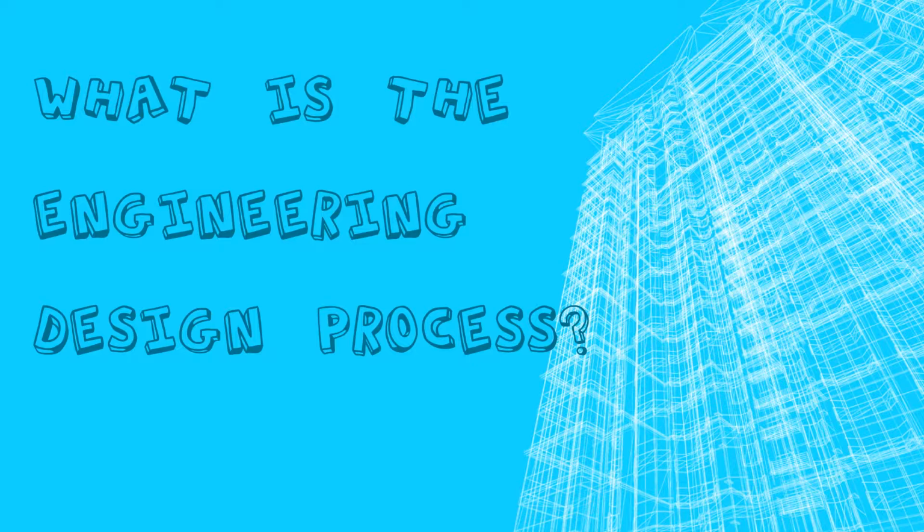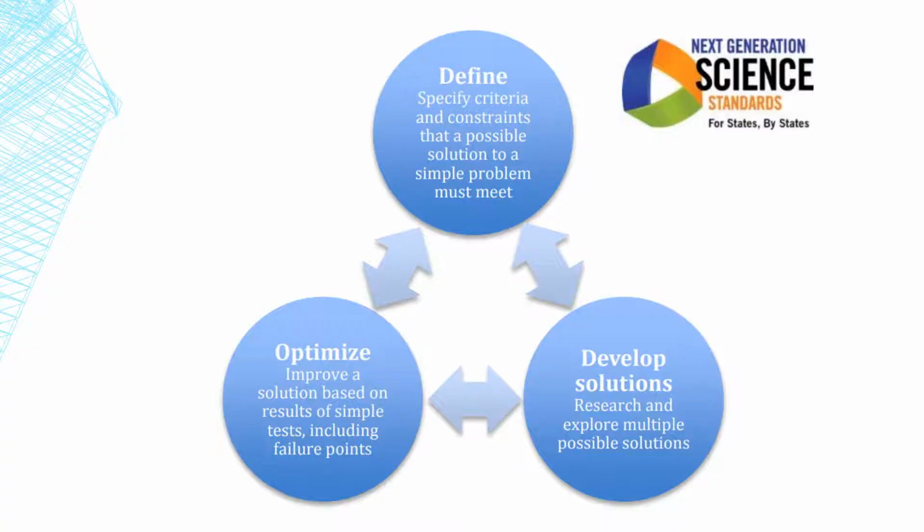What is the engineering design process? The engineering process is a set of steps created to help guide students through the engineering design. There are many different models that different sources use. I looked at a lot of different websites as well as the NGSS website for my grade level to see what 4th and 5th grade students should be expected to know.